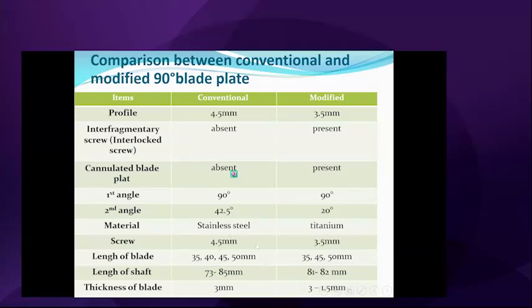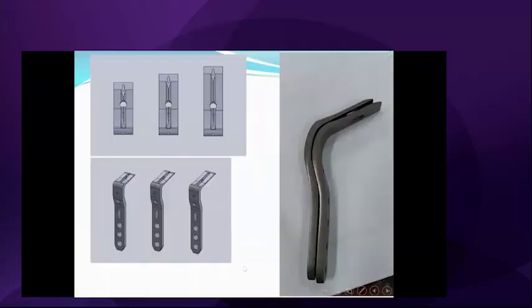Screw 4.5 versus 3.5. Length of blade is from 35 to 50, the same, and the length of the shaft is the same or more or less more in ours. The thickness of the blade is the same or less in our new blade. So we use different blades. This is a blade from 35, 45, and 50 according to the length of the neck. And we also use a modification for the new blade, about 120.